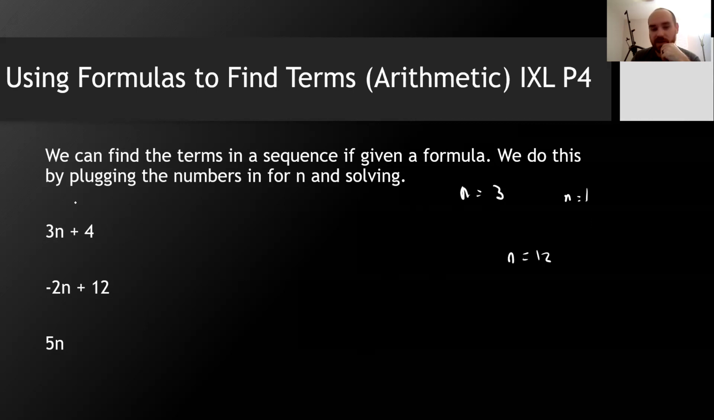So if we plug in 1 for n, we'll have 3 times 1 plus 4. 3 times 1 is equal to 3, plus 4, that is 7. Then if we want to find n equals 3 for this first one, we're going to have 3 times 3 plus 4. 3 times 3 is 9, plus 4, that gives us 13.